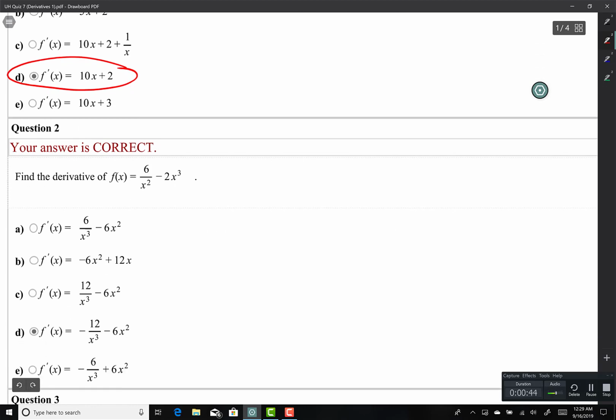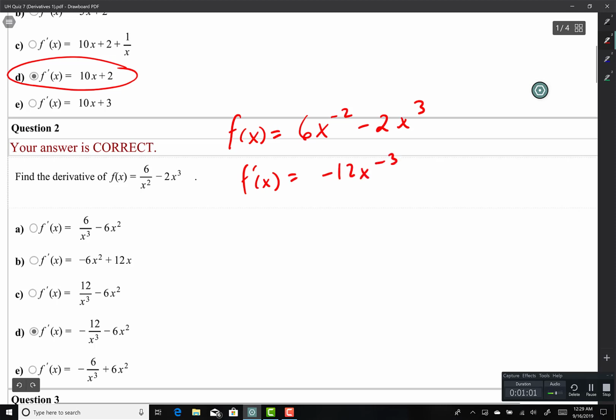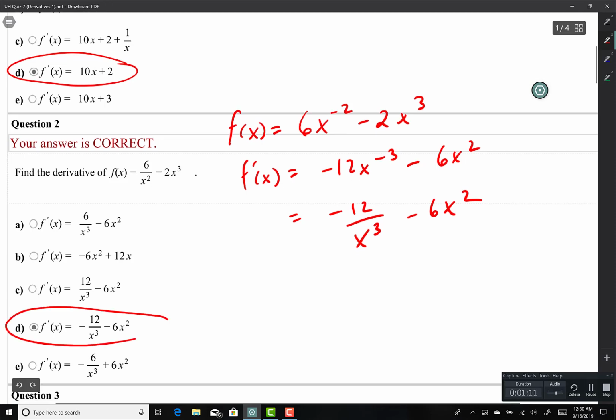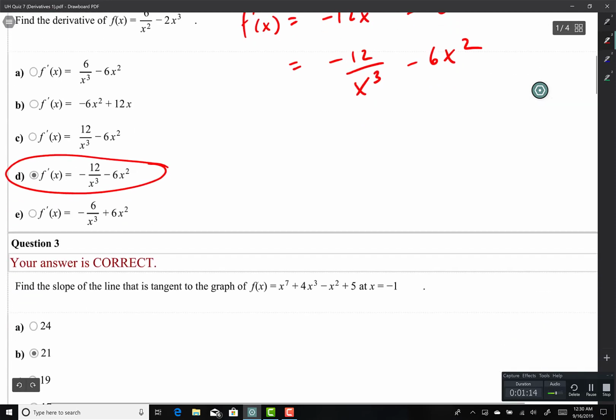Again, same thing, find the derivative. The neat thing here, don't use quotient rule. That's a constant on the top, so just go ahead and rewrite it. So I'm rewriting it, guys. There you go. And now take a derivative. So negative 12x to the negative 3 minus 6x squared, and then rewrite it: negative 12 over x cubed minus 6x squared. And there you go. All right, let's go to the next one.